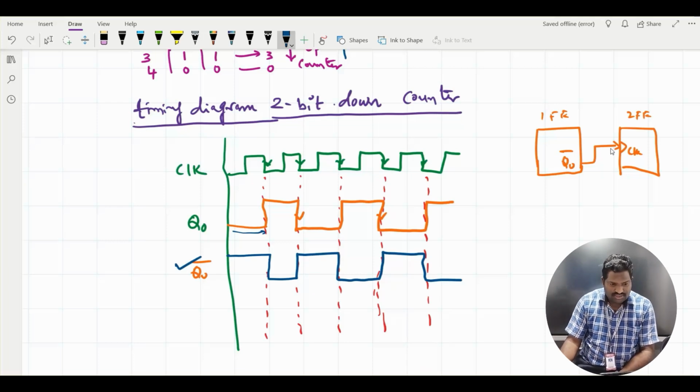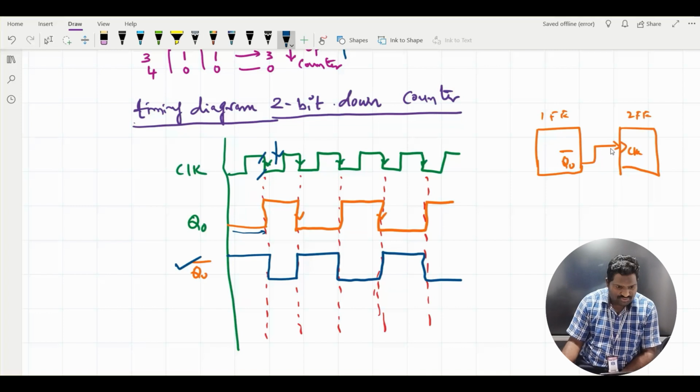So for the negative edge triggering, if you see, negative edge triggering is nothing but when you are moving from positive to negative. So similarly, we are moving from positive to negative, and it is called here the negative edge triggering.